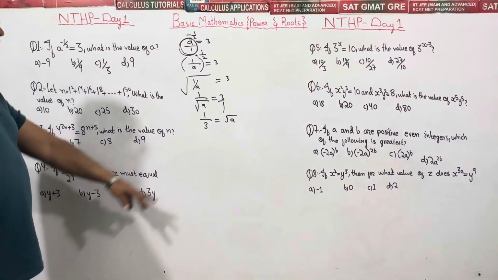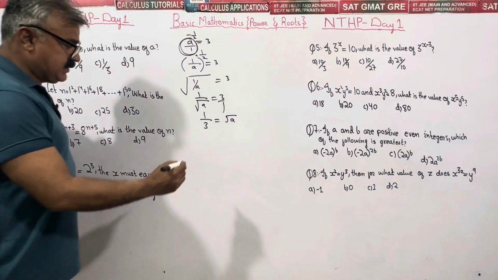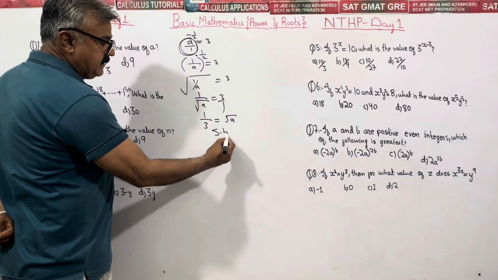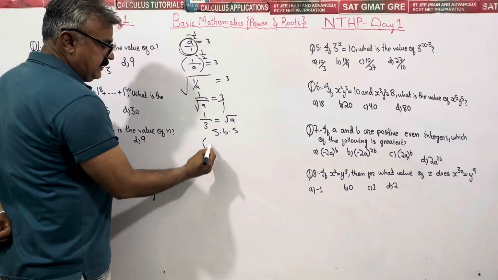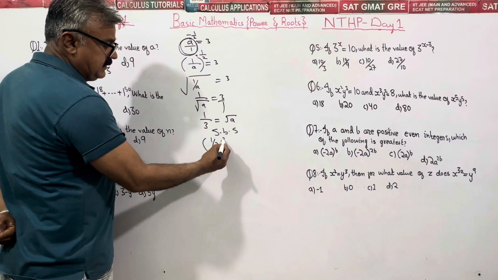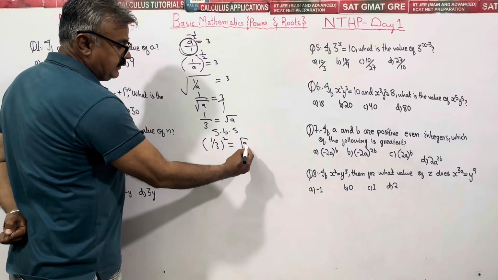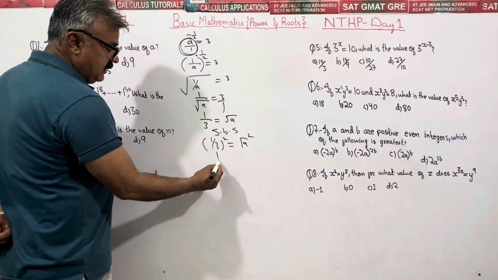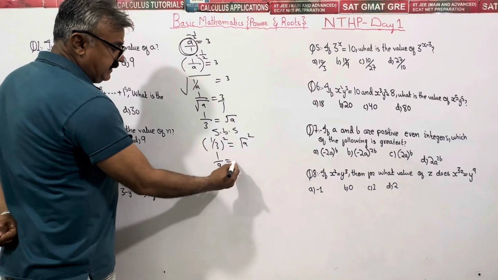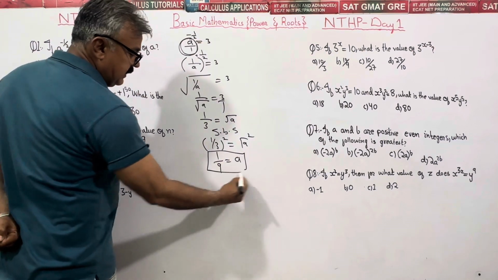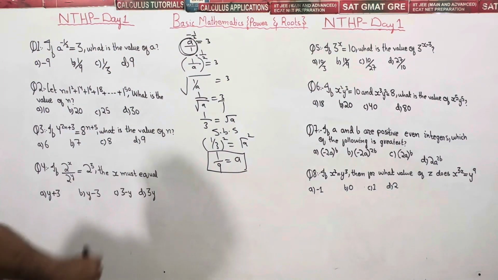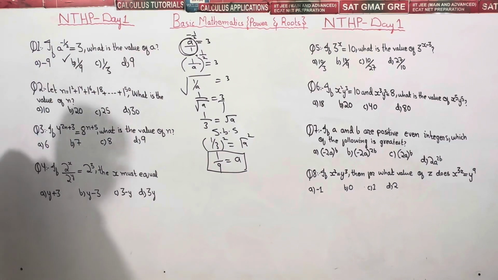Now eventually we have to get rid of this square root, so squaring both sides. It is equal to 1 over 3 squared, and square root of a squared cancels out. Square of 1 is 1, square of 3 is 9. So that is the value of a. That is 1 over 9 in that case.